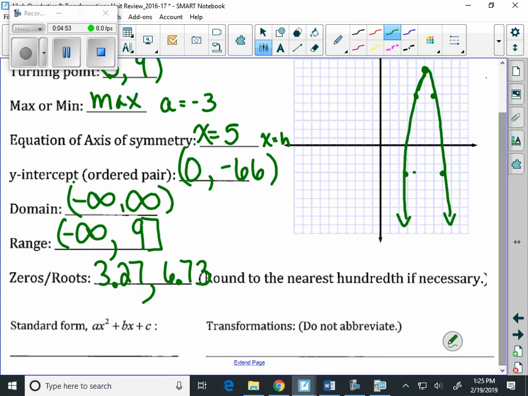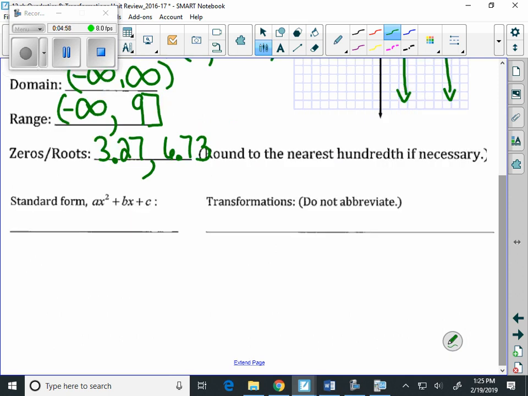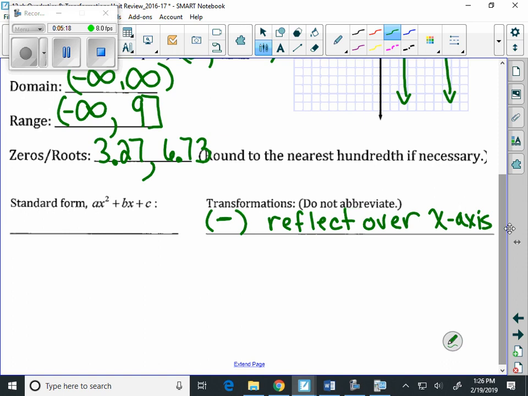Before we put this equation in standard form, let's look at the transformations. The first one is the negative out here in front. When there's a negative out in front, that means that our graph is going to reflect over the x-axis. Also out in front is the 3. But notice that I'm listing them separately because the negative does something and then the 3 does something, which is it vertically stretches the graph.